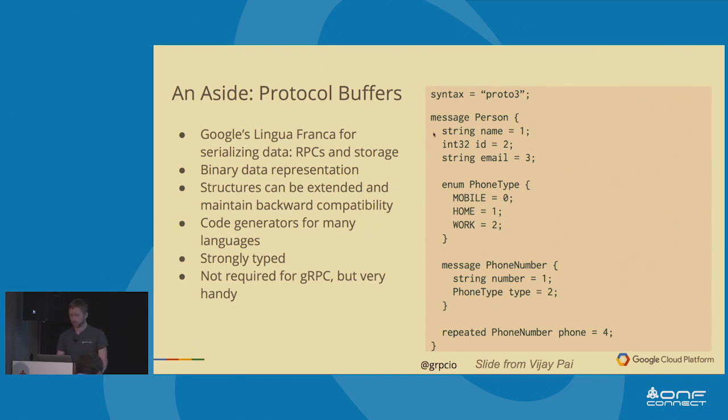On the right-hand side of the screen, we have an example of a message called Person. This is what you would consider a struct or an object in most programming languages. We can have explicit members of that message, like a string name, int ID, or string email, as well as support for enums. You can also put together arrays of these objects or use messages within other messages. They stack hierarchically if necessary.